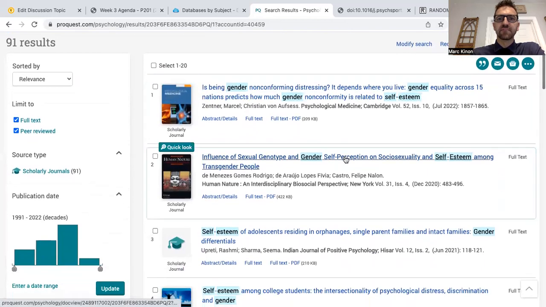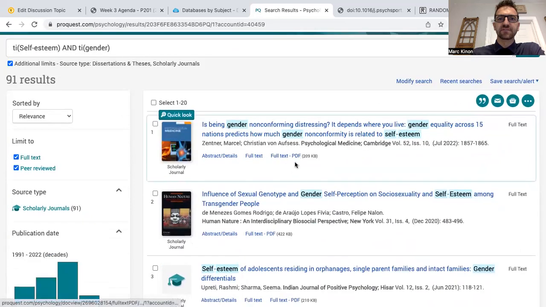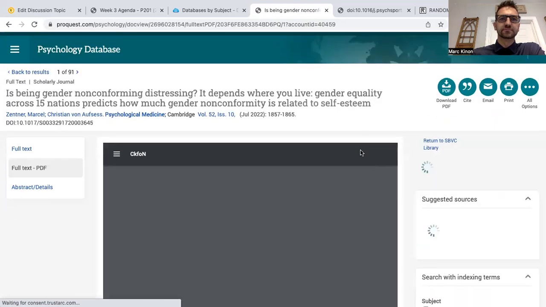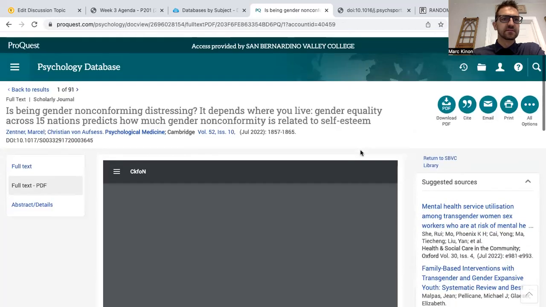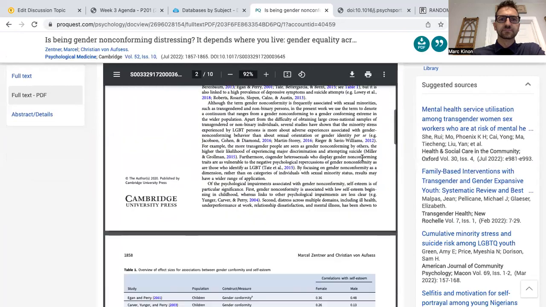Okay, so you'll see a bunch of articles here, and the cool thing is you'll see full text. If you click on this, okay, it'll take you straight to the article. You might have to download it. Oh, there it is. So now you can download it.